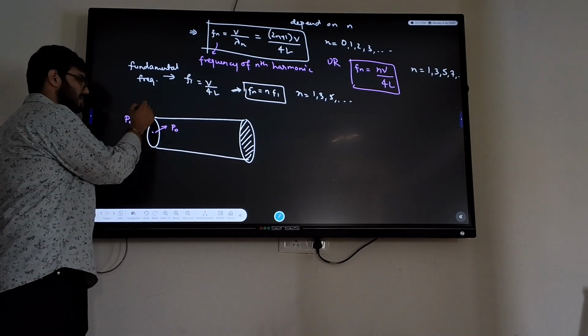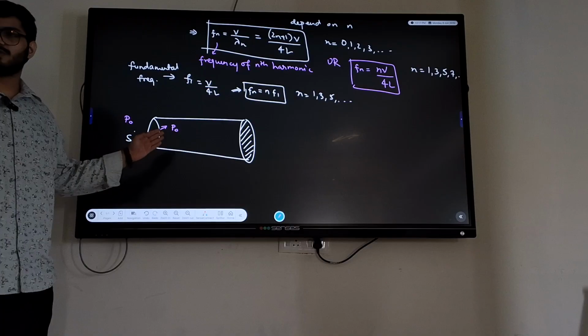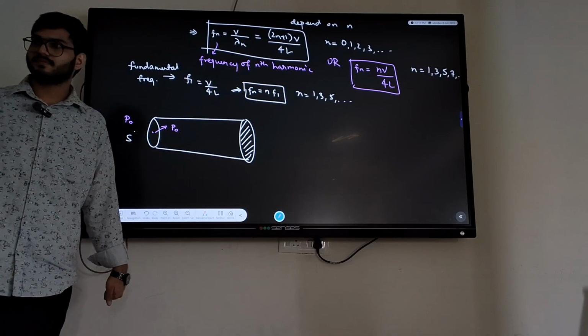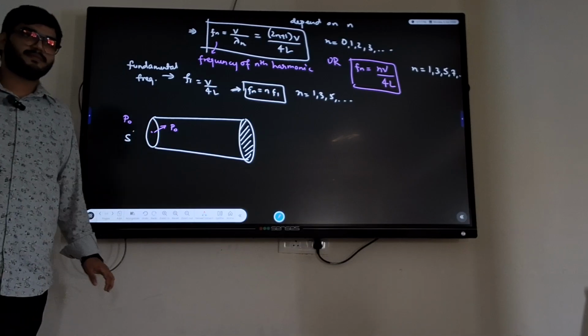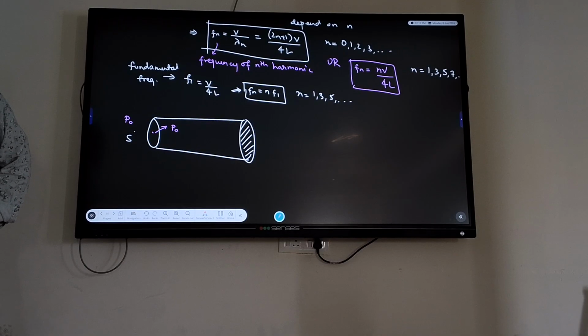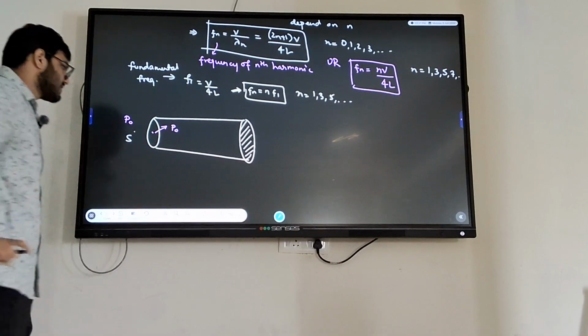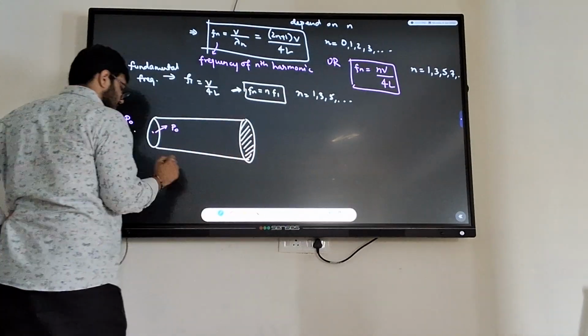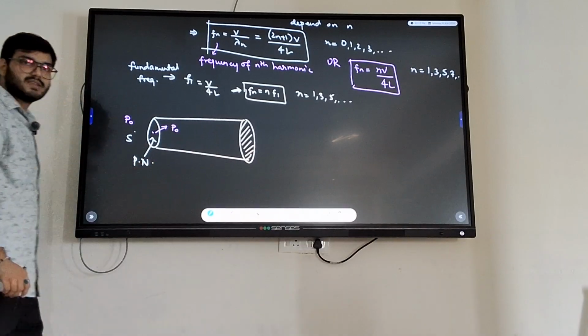So then what should form here? Tell me, in terms of pressure, what should form here on this open end? A node or an antinode? What is the pressure variation here? 0. So what should form? Antinode. Should be node, no? When pressure variation is 0, what should form there? A node. So it should be like this. This is a pressure node. Yes or no?